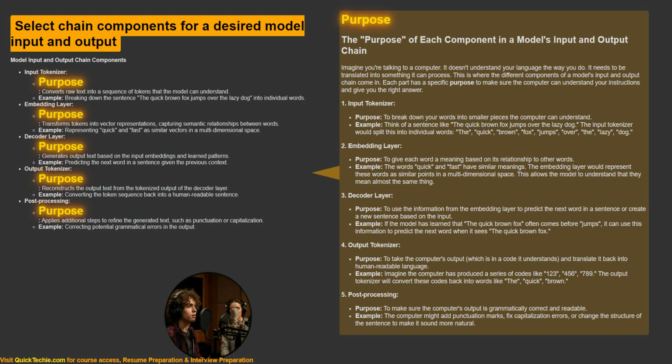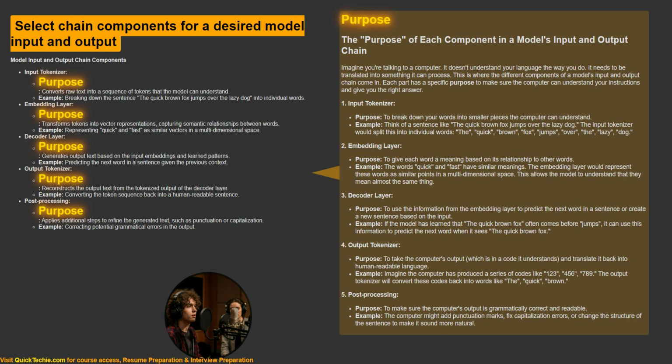Output tokenizer. Purpose: to take the computer's output, which is in a code it understands, and translate it back into human-readable language. Example: imagine the computer has produced a series of codes like 123, 456, 789. The output tokenizer will convert these codes back into words like "the quick brown."